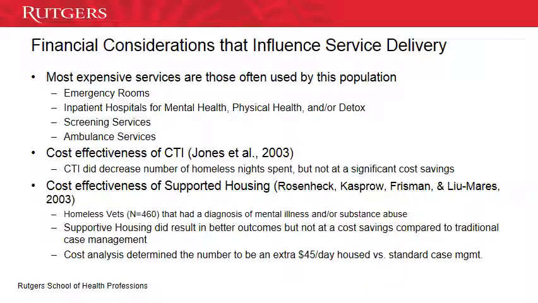I've heard in practice over the years, anecdotally, how much the cost savings is versus say group homes. This study looked at homeless veterans that had a diagnosis of mental illness and/or substance abuse disorders, so they didn't necessarily always have both. They found good outcomes. Supportive housing did result in better outcomes, but not at a cost savings compared to traditional case management services. And it was determined that the provision of supported housing services ended up costing an extra average of $45 per day to be housed versus standard case management.